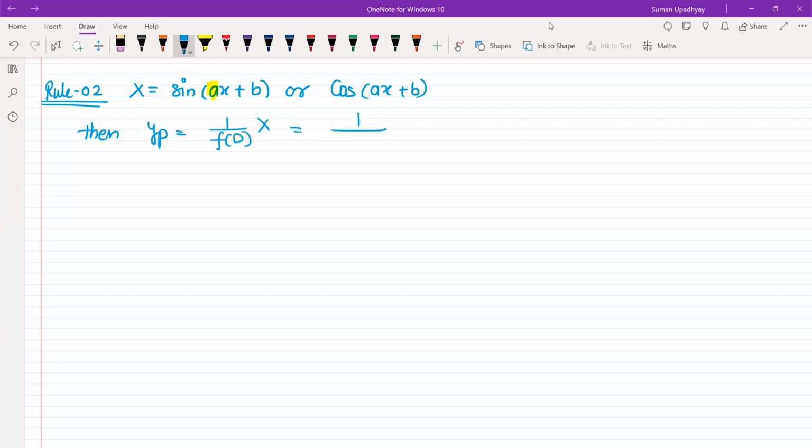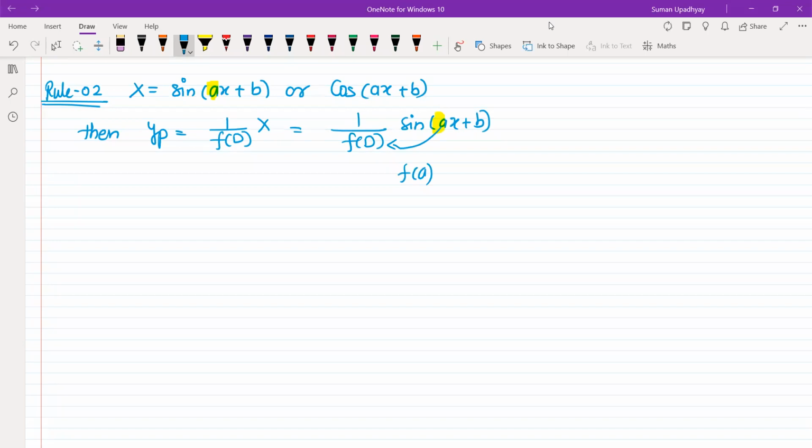Your f of D we don't know, right? If capital X is sin, then cos will also work the same way, so I am taking sin as of now. Tell me what we have to do in this. The coefficient of x, which is a, we have to put in f of D. So you will get f of a.